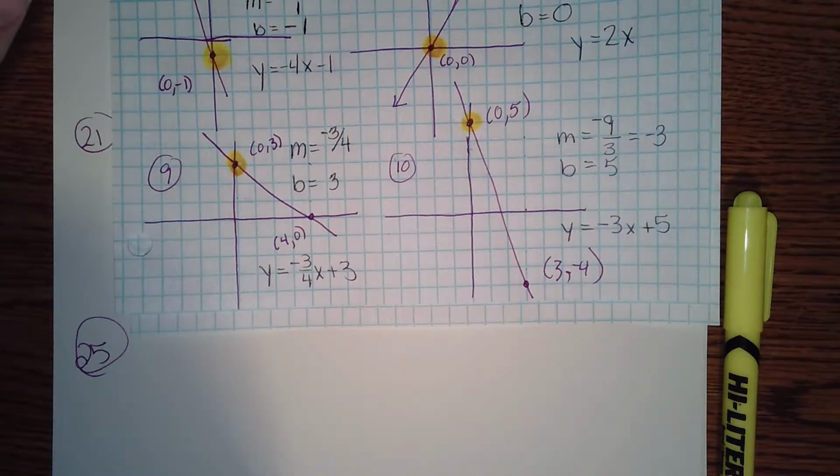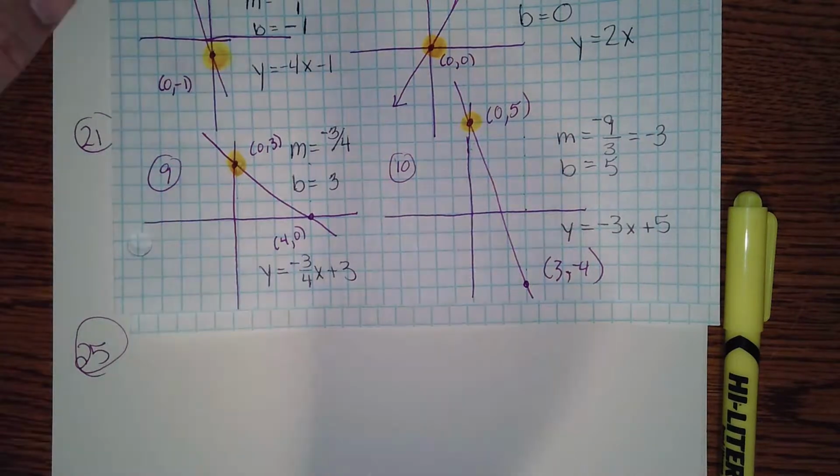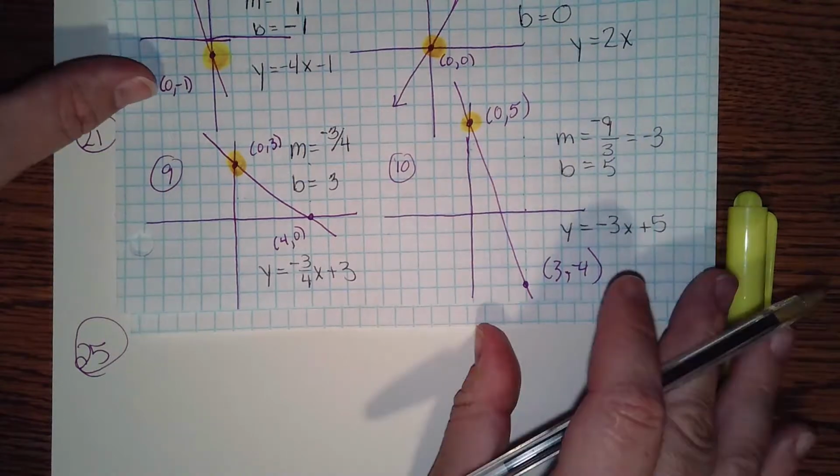And number 10, same thing. You count up, so you're going to have negative 9 over 3, and it's negative again because as you read left to right, it's getting smaller. So negative 3 is my slope, and my b is 5. So it gives me negative 3x plus 5. All right, excellent. So let's go ahead and start the next one.